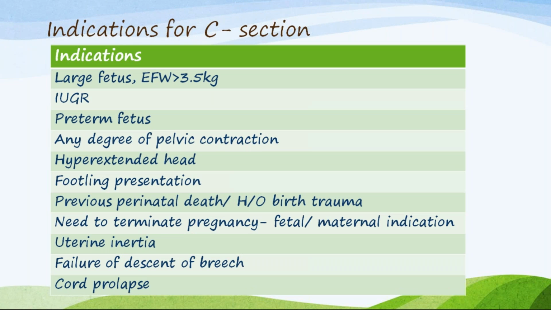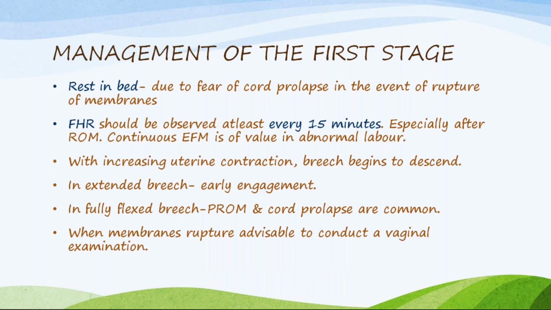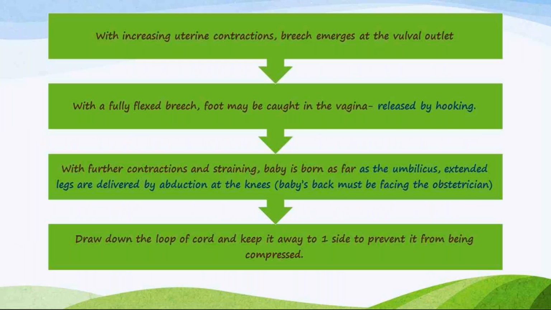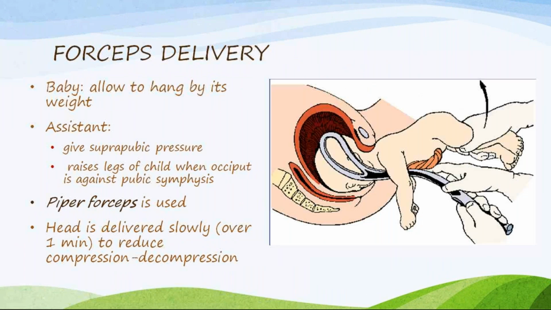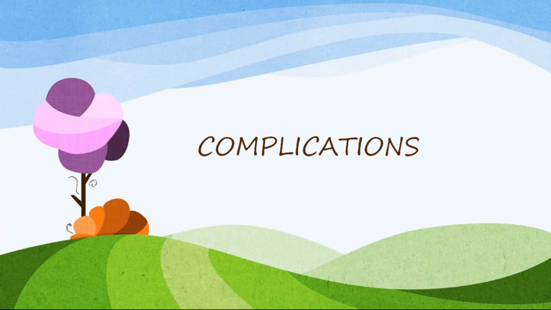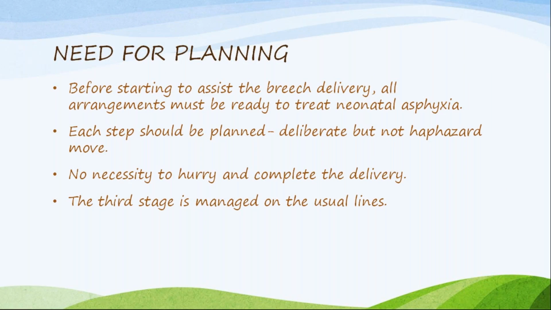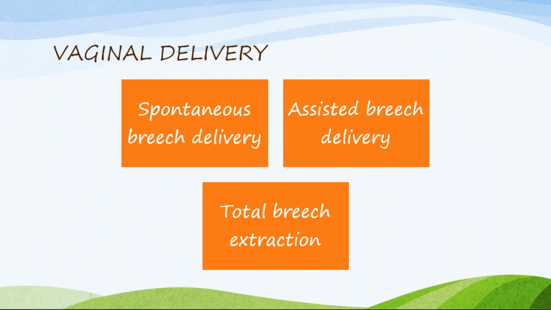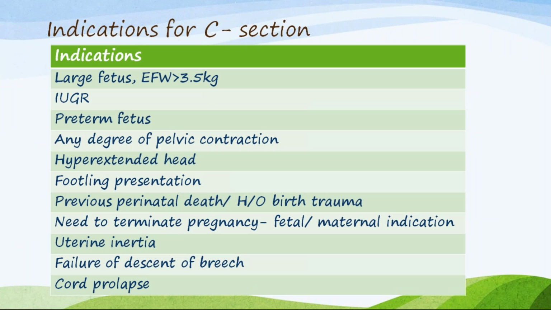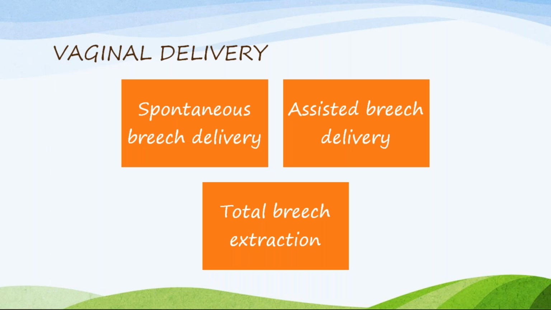Indications of cesarean section: if the baby is very large, a term baby, any degree of fetal contraction, or hyperextended head, we have to go for cesarean section. We are not going to do any extraction. Cord prolapse, descent of the thing.